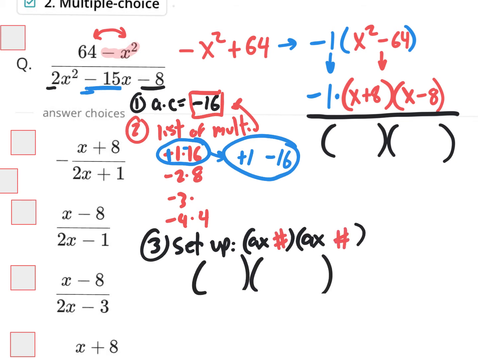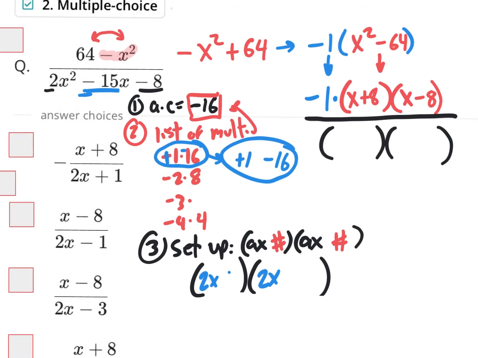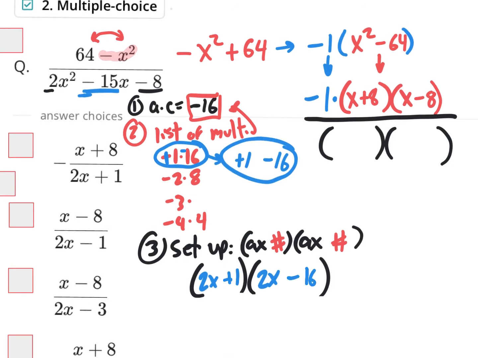Parenthesis, parenthesis, parenthesis, parenthesis. What is ax according to this quadratic trinomial? 2x, right? 2x. So let's write down 2x on both of them. 2x, 2x. And then the pair of numbers from step 2 comes down right here. So I'm going to have a plus 1 and a minus 16. Plus 1 minus 16.